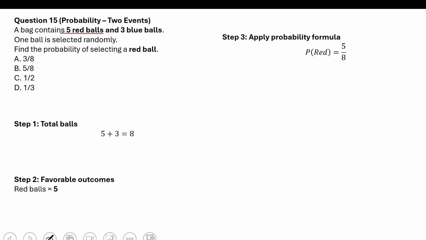So you see that probability is favorable outcome over total outcome. We are looking for how to select a red ball out of 5 of them. The total outcome will be 5 plus 3. Total balls is 5 plus 3, and the favorable outcome is 5. So probability is favorable outcome over total outcome, 5 over 8, of course, as a fraction.